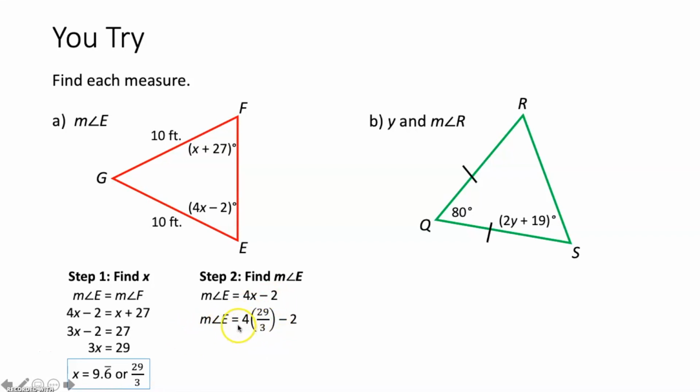Well, 4 is the same as 4 over 1. So to multiply fractions, you multiply the numerators together and denominators together. So 4 times 29 is going to give you 116. 1 times 3 is 3. Now I need to subtract these two. How do I subtract these two?